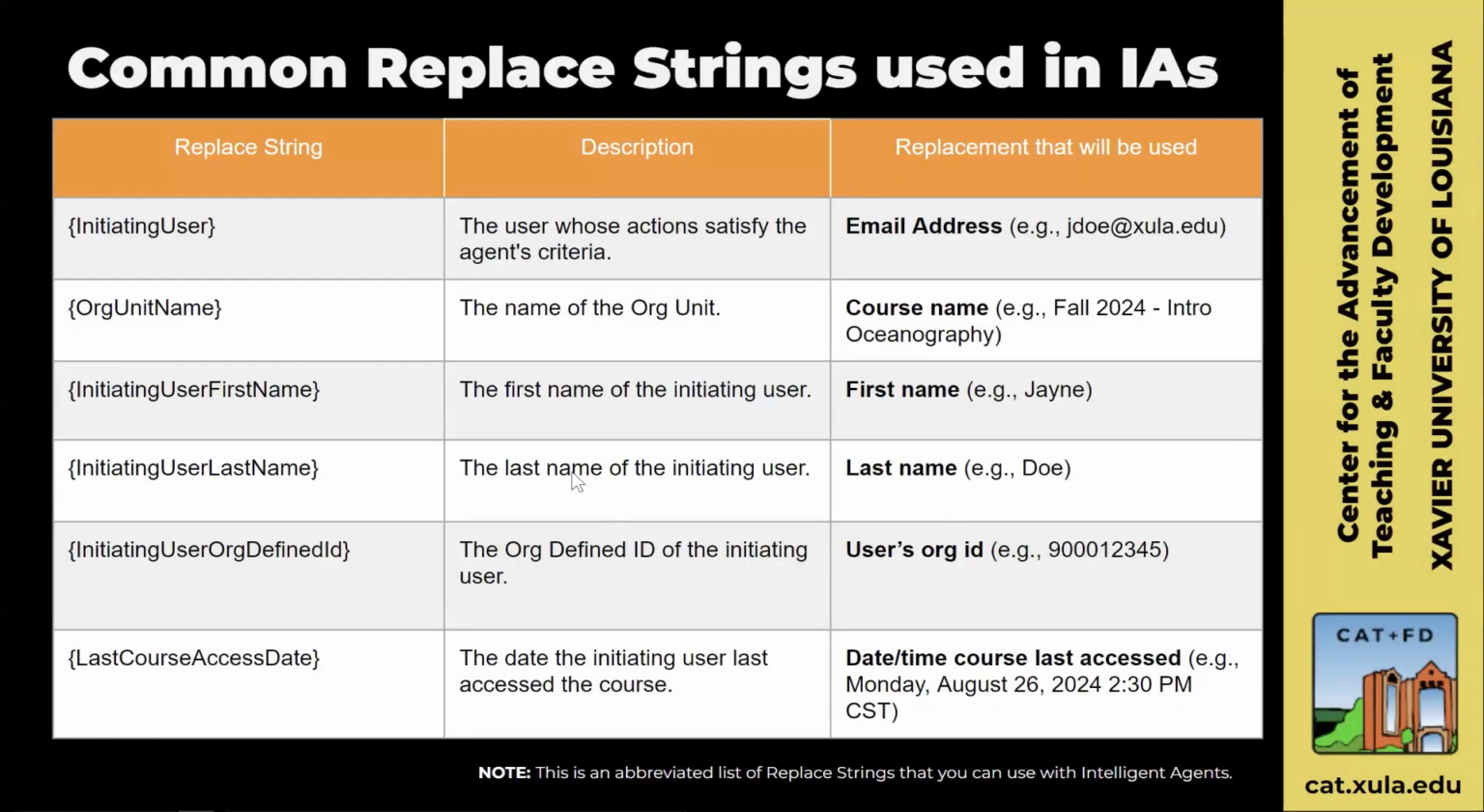And then this is just a table that shows some of the common replace strings. So we were talking about the initiating user. That's that email address. Org unit name is the course name. Initiating user first name is their first name. And this is an abbreviated list of replace strings. So you have to use the correct replace string for it to pull in that information.